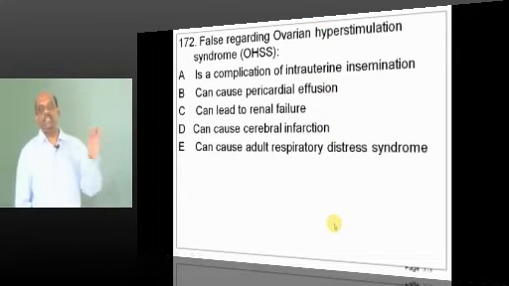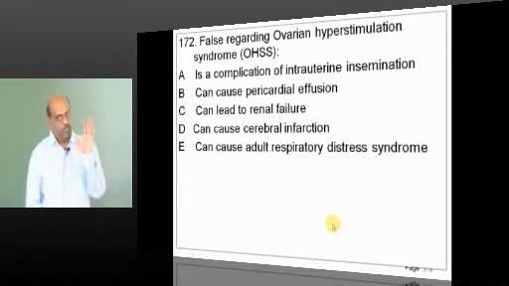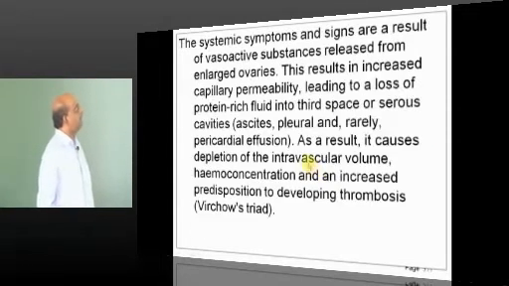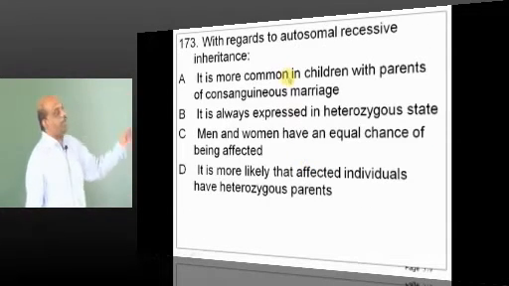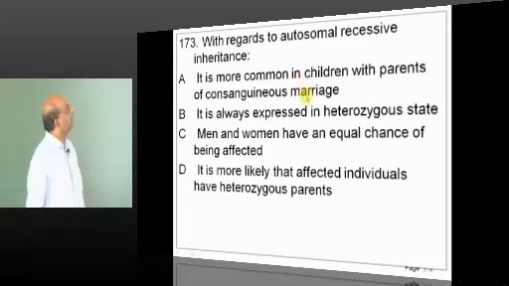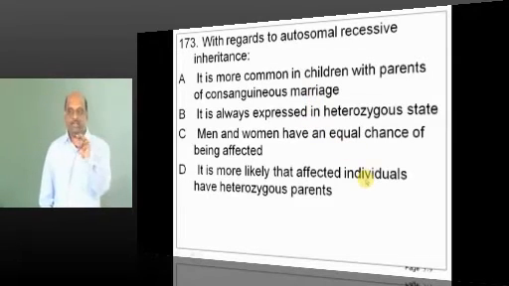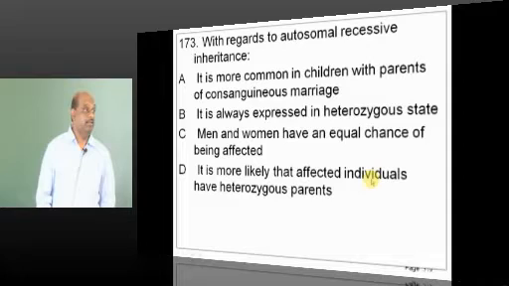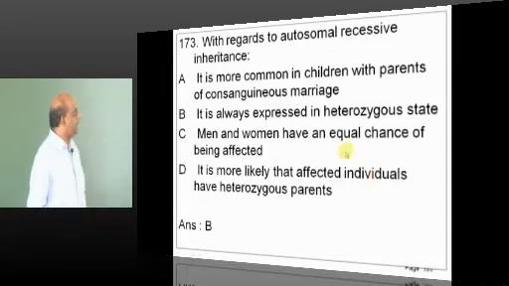It is not a problem with insemination, but ovulation inducing drugs. That's right. Now, autosomal recessive, all except. It's more common in children with parents of consanguineous marriage, is true. Okay. Third question where except is missing. Not third, sir. Fourth. Okay, we'll come back.